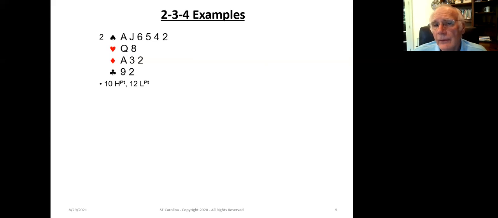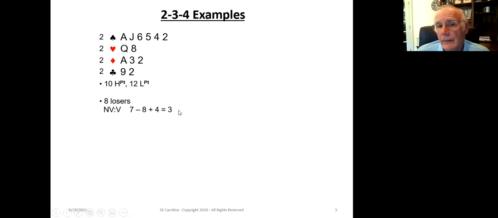Well, if we count the number of losers, we have 2 in spades, 2 in hearts, 2 in diamonds, and 2 in clubs. We've got 8 losers. Now, a normal opening bid has between 5 and 8 losers. Now, if we look at the vulnerability, non-vulnerable versus vulnerable, this is most favorable. It says on this hand, we can actually go to the 3 level by ourselves, given the vulnerability.